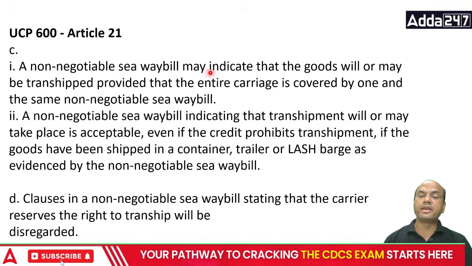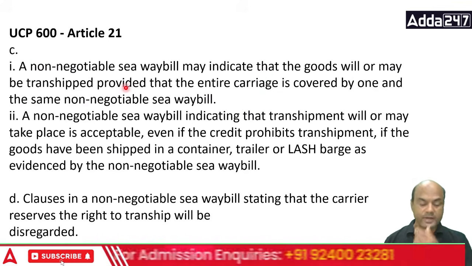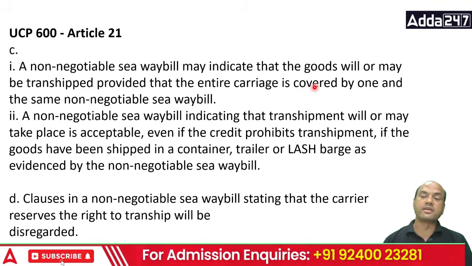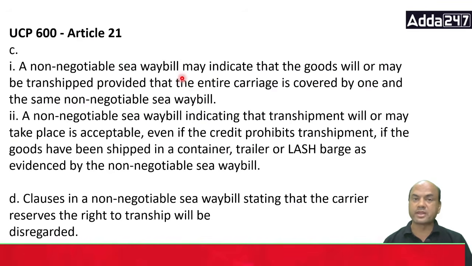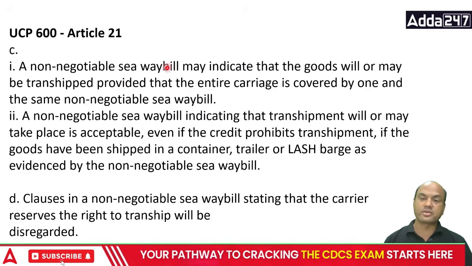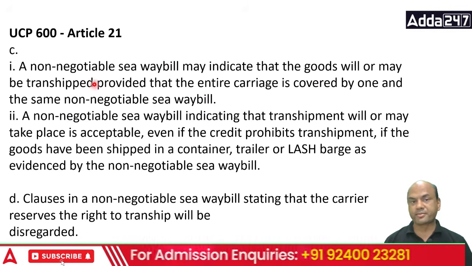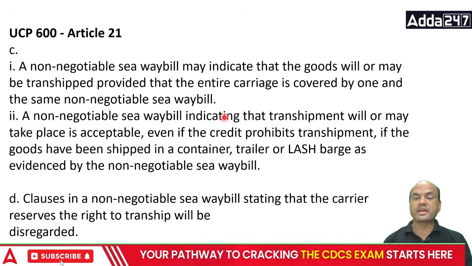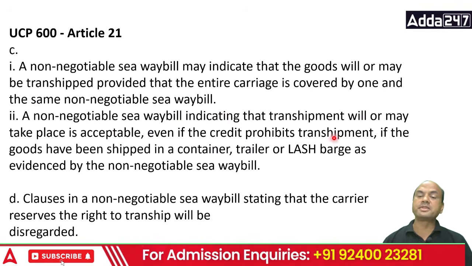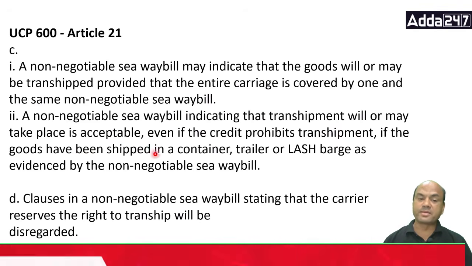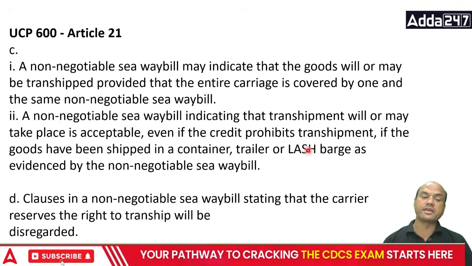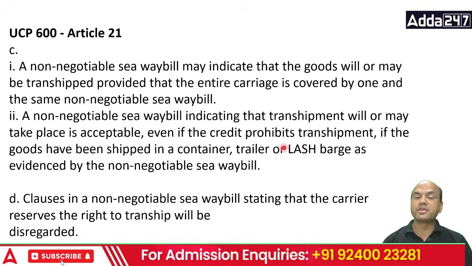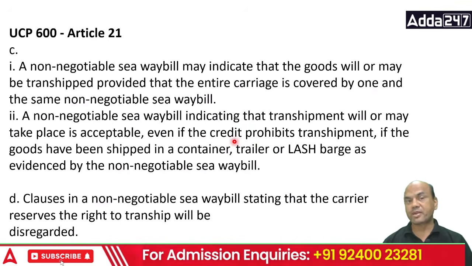NNSB may indicate that the goods will or may be transshipped, provided the entire carriage is covered by one and the same NNSB. So if it is showing by one NNSB only, then it can show that the goods will or may be transshipped. NNSB indicating that transshipment will or may take place is acceptable, even if the credit prohibits transshipment, if the goods have been shipped in a container, trailer, or lash barge, as evidenced by the NNSB. So if there is a containerized shipment, okay, then no problem. Then you can definitely have the transshipment.